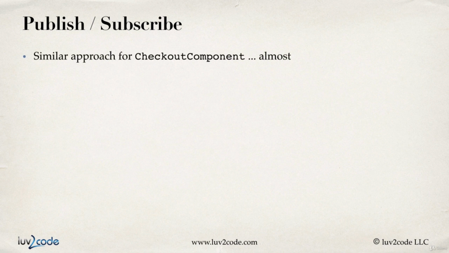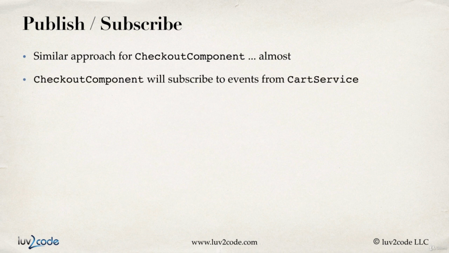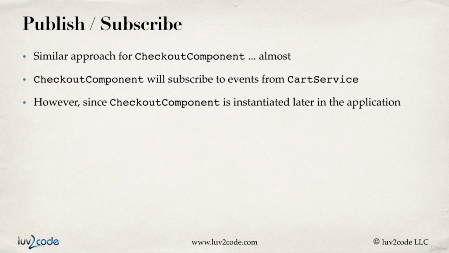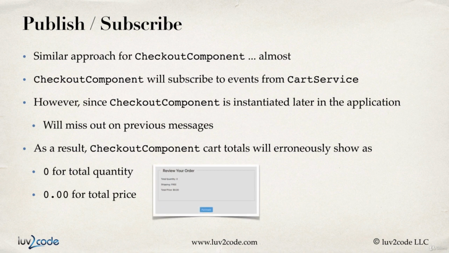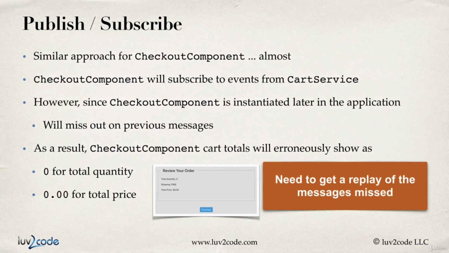Now, using this pub sub, we can actually take a similar approach for the checkout component, but I like to say almost. So the checkout component is going to subscribe to events from the cart service. However, since the checkout component is instantiated later in the application, we'll actually miss out on some of the previous messages. So as a result, this checkout component cart totals will erroneously show 0 for quantity and 0 for price. And that's not good. We somehow need to get a replay of the messages that we missed earlier.